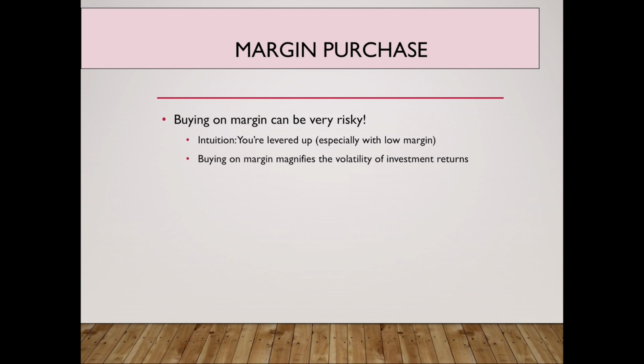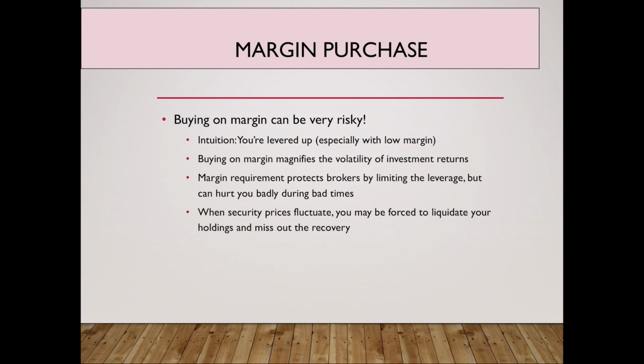As you notice in the last example, when the stock price went up 30, the use of margin actually increased my return by 21%, but it also magnified my loss, where it was a 30% decrease in the stock, but in addition, with the margin that I owed, I actually lost 69% on my investment. So you can see that it magnifies both gains and losses. The margin requirement protects brokers by limiting the leverage, but it can hurt you badly during bad times, as showcased by that last example in the previous slide. And when security prices fluctuate, you may be forced to liquidate your holdings and miss out on the recovery.